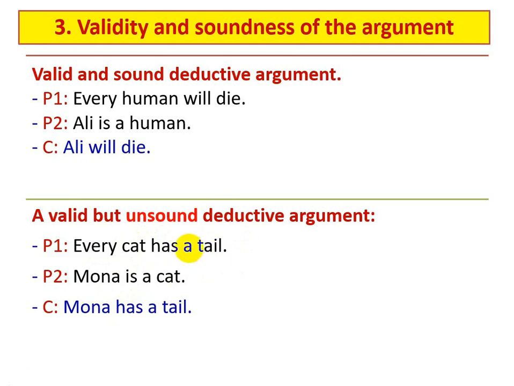So we have one premise, the first one, which is true, and the second one is false. And because one of them is false, this argument is unsound. Why is it unsound? Because one of its premises is not true. To be sound, both premises must be true and the argument as a whole must be valid. And we stated that validity means that the truth of the two premises guarantees the truth of the conclusion.